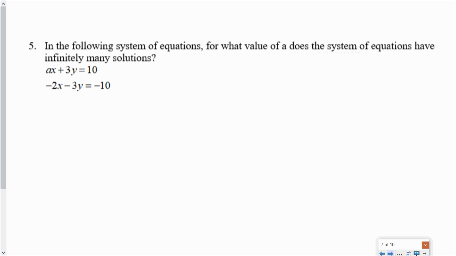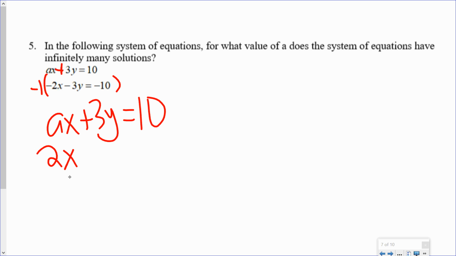In the following system of equations, what value of a does the system have infinitely many solutions? Well, in order for it to have infinitely many solutions, I need the two equations to be exactly the same. So looking at the positive 3y and the positive 10, in order to make it the same as the bottom one, I would need to multiply this by negative 1. So I have ax plus 3y equals 10. I have 2x plus 3y equals 10.